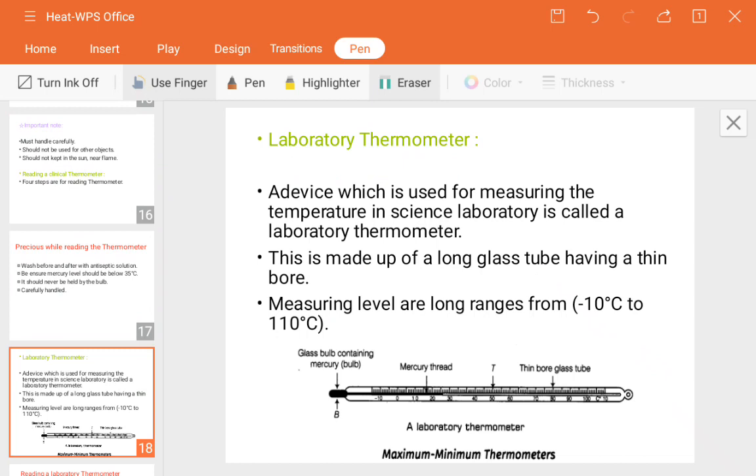It is made up of a long glass tube having a thin bore. Thin bore means the small linings which are present. The graduation marked on the tube, meaning the measuring levels, ranges from minus 10 degrees Celsius to 100 degrees Celsius or 110 degrees Celsius. So this is a very high range of the measuring instrument.